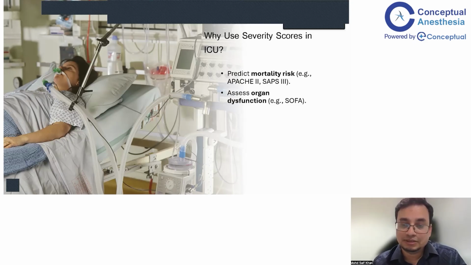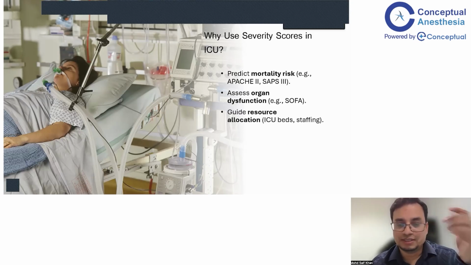Then other sets of scores will be able to tell you about the degree of organ dysfunction, how severe the organ failures are. Okay, so combined score. And the most common severity score which we use for this purpose is SOFA. So we will know about SOFA later.